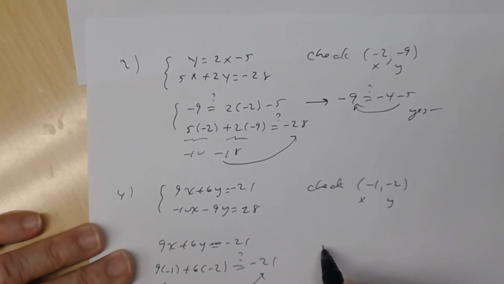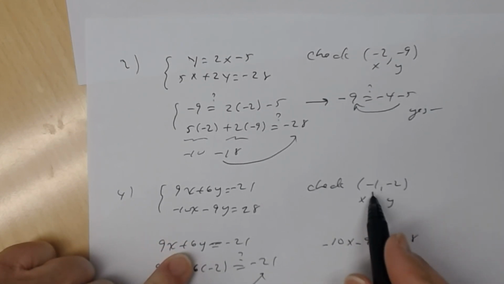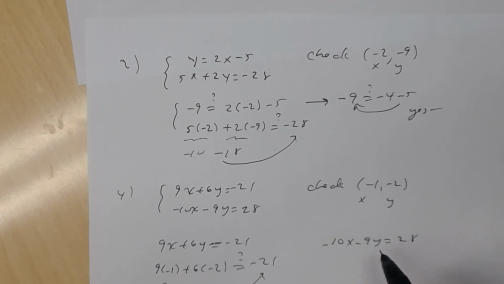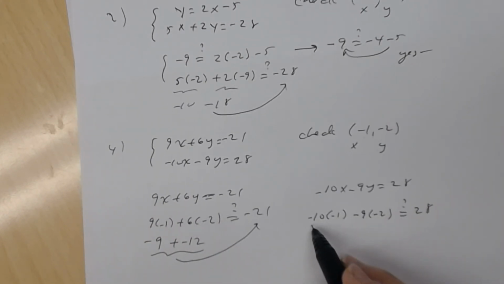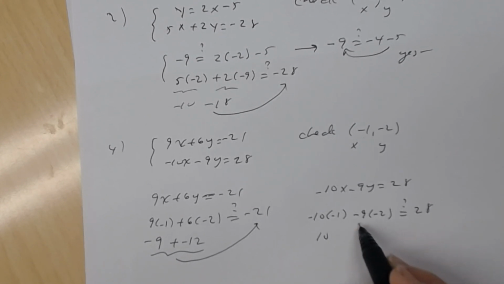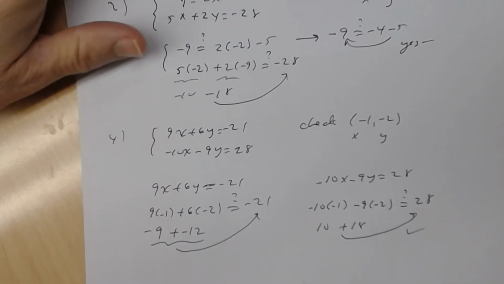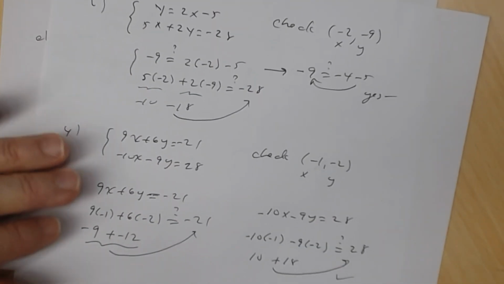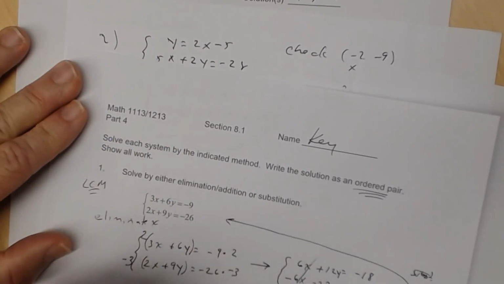So let's go to the next one. Negative 10x minus 9y equal 28. Where we see the x, I plug in negative 1. Where we see the y, plug in negative 2. So negative 10 times negative 1 minus 9 times negative 2, and we see that's going to equal 28. A negative 10 times negative 1 is a positive 10. A negative 9 times a negative 2 is a positive 18. And yes, it does equal 28. All right, so that was the key to worksheet 8.1, part 4.